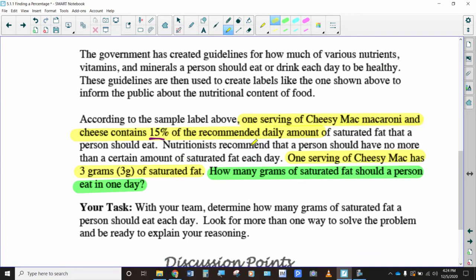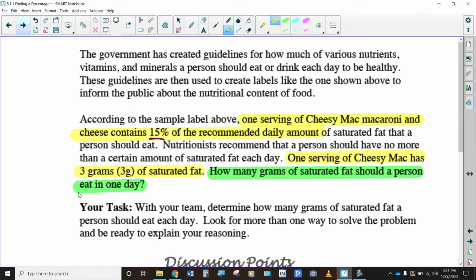So 1 serving of Cheesy Mac has 3 grams of saturated fat. How many grams of saturated fat should a person eat in each day? What would be the max that you should have in any given day? Okay, so what we want to do is to try and determine how many grams of saturated fat a person should eat each day. Look for more than one way to solve this problem.